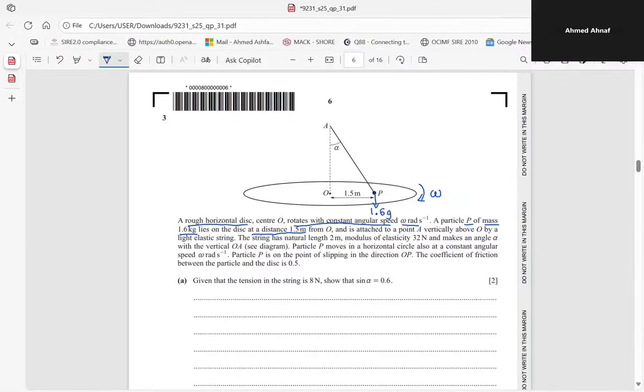It's attached to point A, vertically above O, by a light elastic string, so AP is a light elastic string. We're told that this string has a natural length of 2 meters, modulus of elasticity 32 newtons, and makes an angle alpha with the vertical OA. It's given in the diagram here.